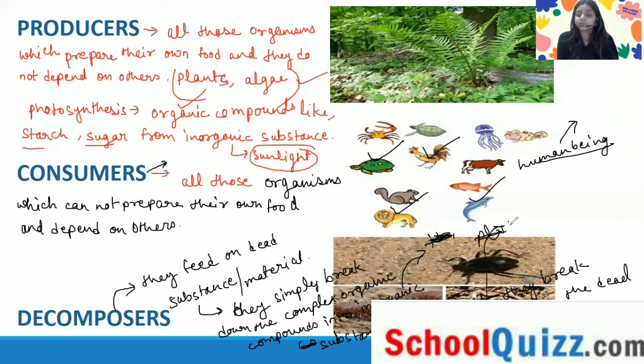So that's how the chain keeps going continuously, because producers are eaten by consumers and consumers are eaten by decomposers. This creates a chain. In our next class we will see all those topics like herbivores, carnivores, parasites, omnivores, and primary consumers, secondary consumers, tertiary consumers, and we will clear all those topics.